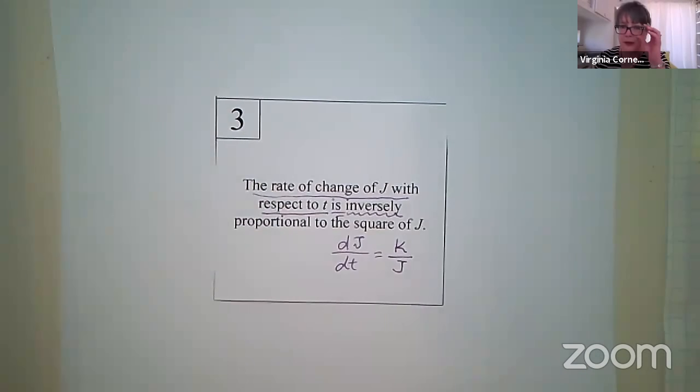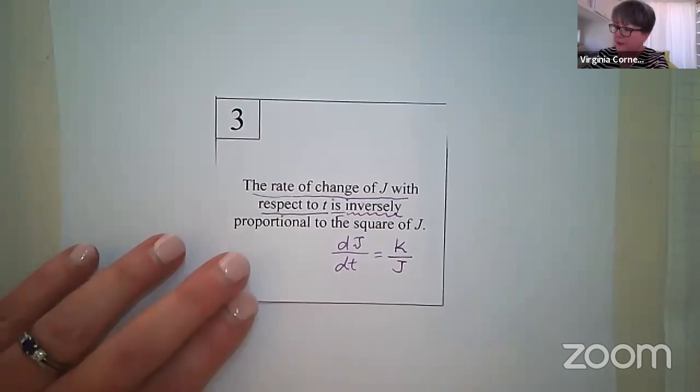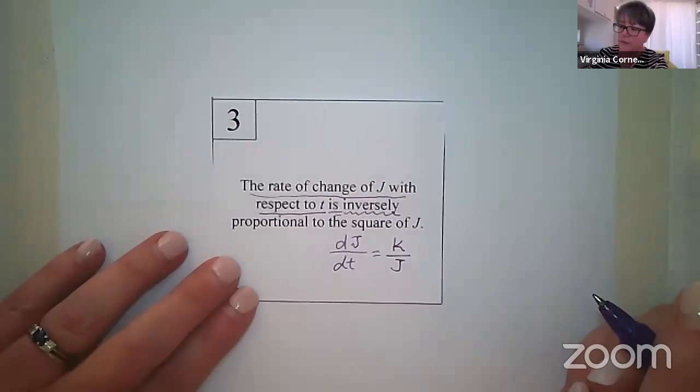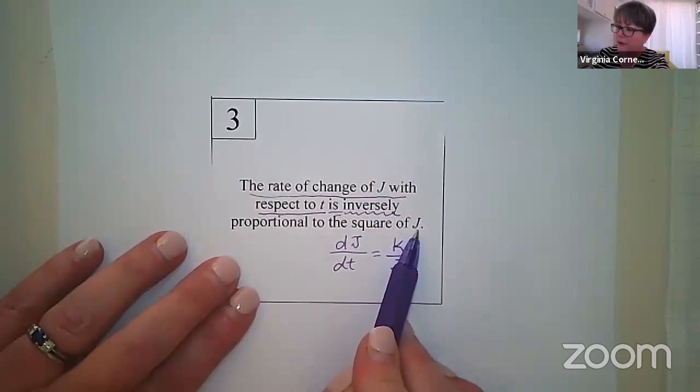So this is what I had written yesterday, and unfortunately, none of my students were watching me make the mistake, or they would have all shouted at me to say, Miss Cornelius, you have a mistake on the board, or they're a little more polite than that. Okay, so where was the mistake here, Mark? It says the square of J. The square of J. That's right.